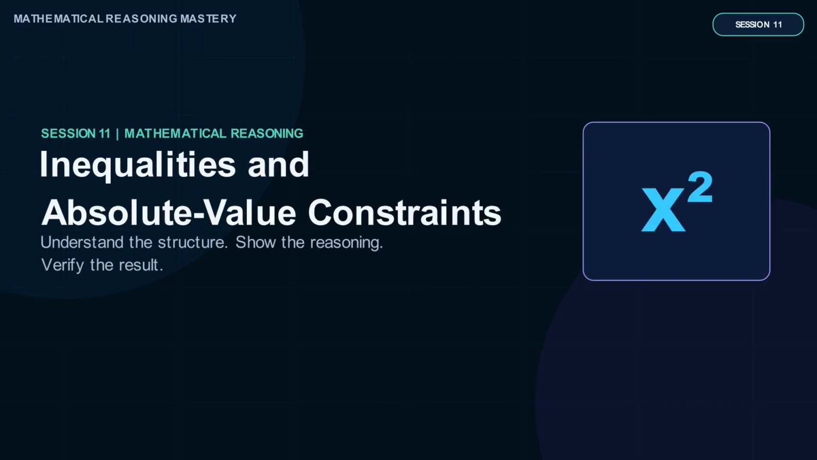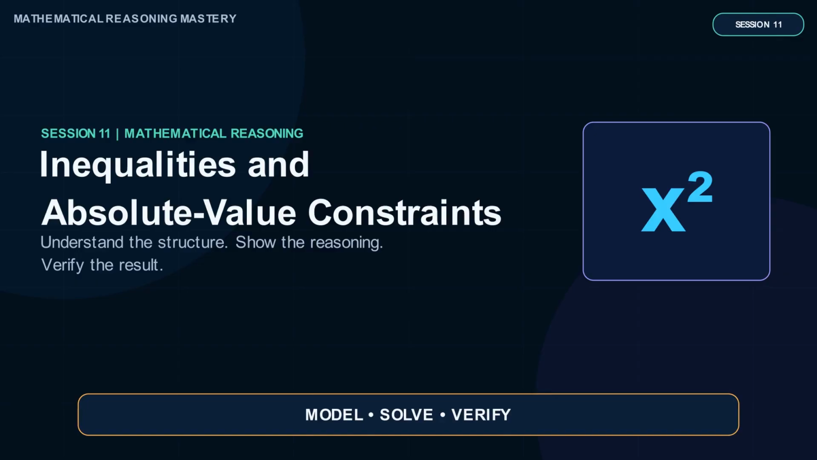Welcome to Session 11, Inequalities and Absolute Value Constraints. This lesson develops mathematical reasoning that stays reliable when a problem looks unfamiliar. You will learn to reverse inequality signs when required, to translate absolute value as distance, and to report interval solutions. These are connected habits, not isolated tricks.